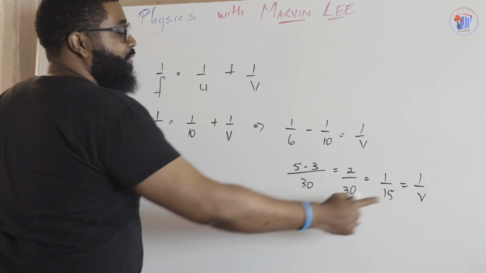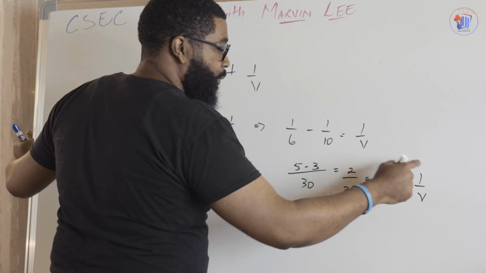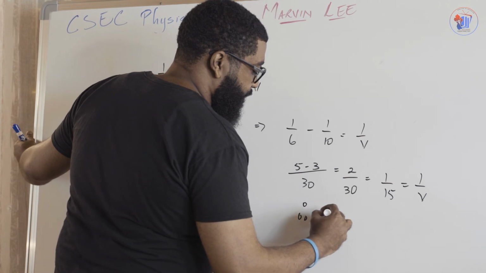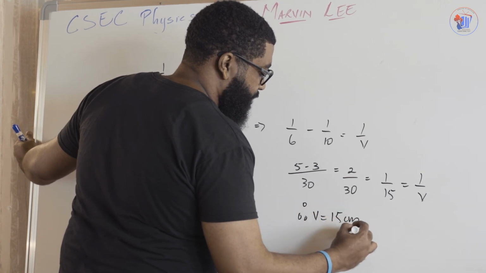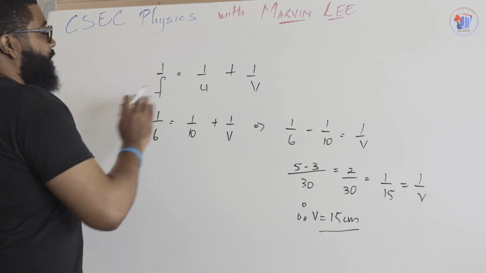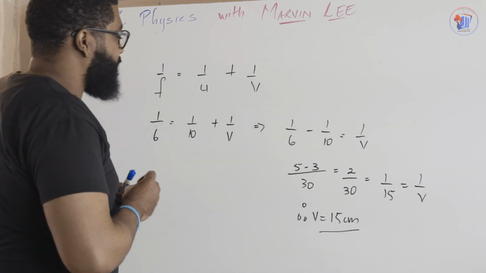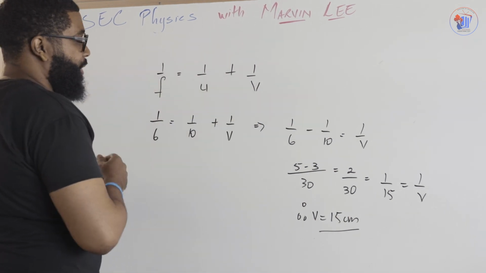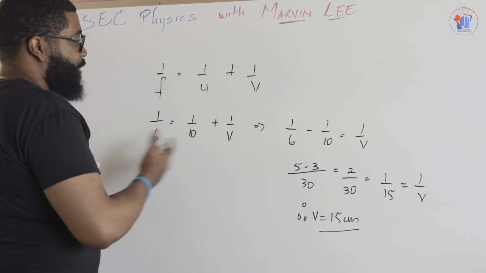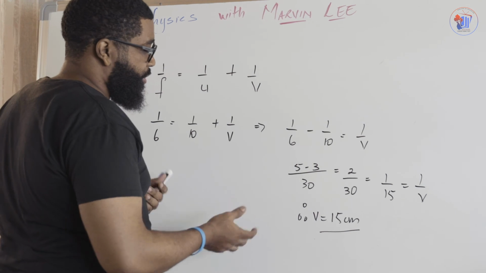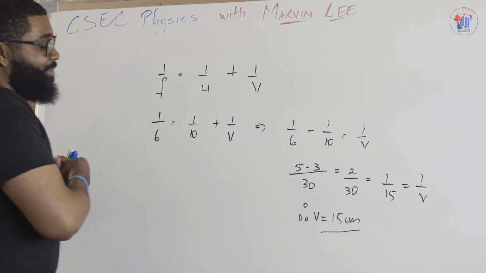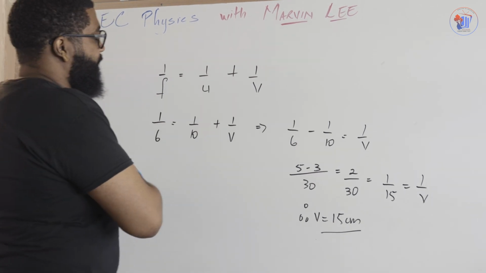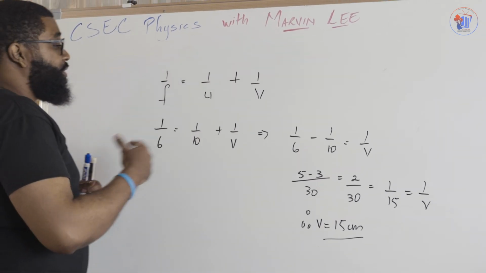Now please note, v is not 1 upon 15. 1 upon v is 1 upon 15. Therefore, v is 15 centimeters. This is the formula for focal length of a lens, involving object distance from the lens and image distance from the lens as well. You substitute, you transpose, you calculate, you get your answer. The answer is the image will be 15 centimeters from the lens, 15 centimeters.